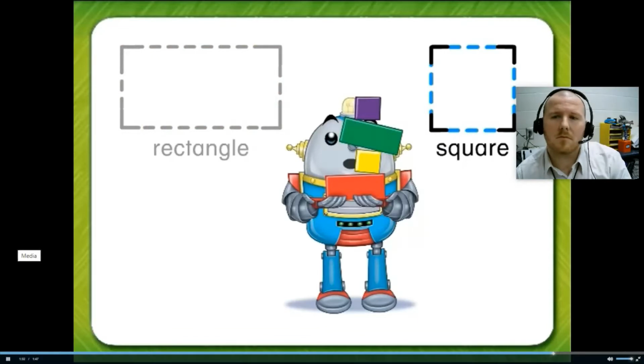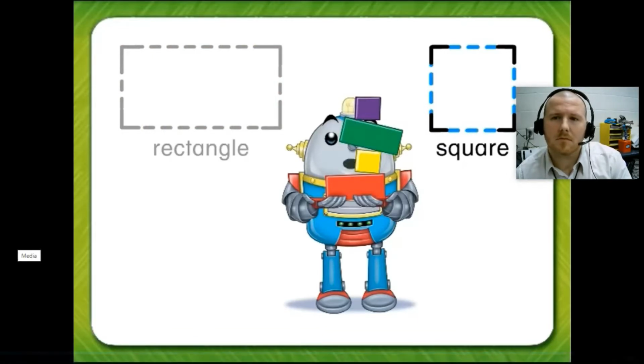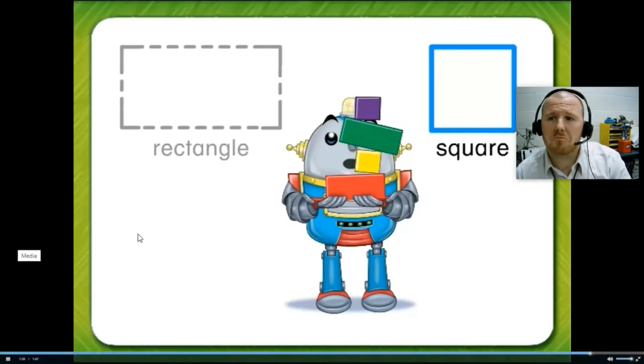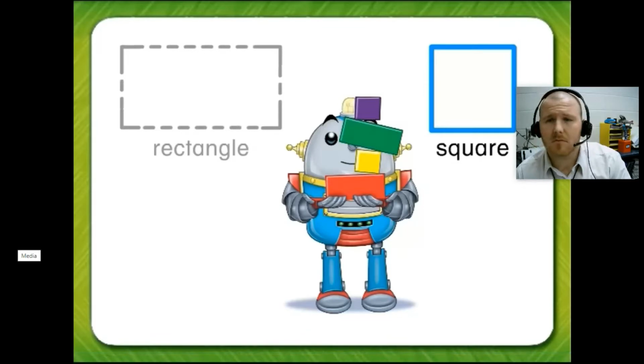A square is a special kind of rectangle. All 4 sides of a square are the same length. That's what makes a square a square. 4 equal sides. Cool. So let's get into this.